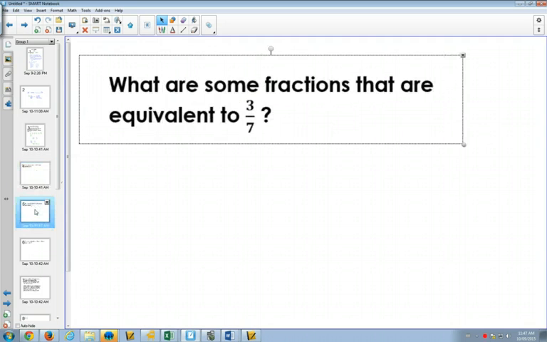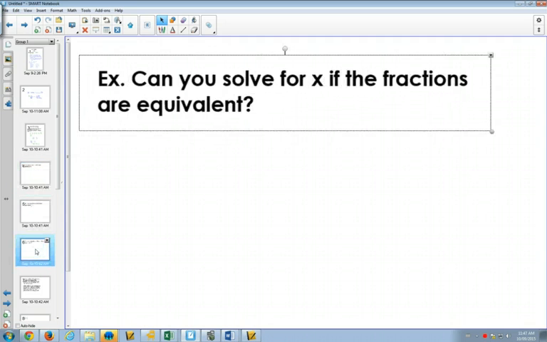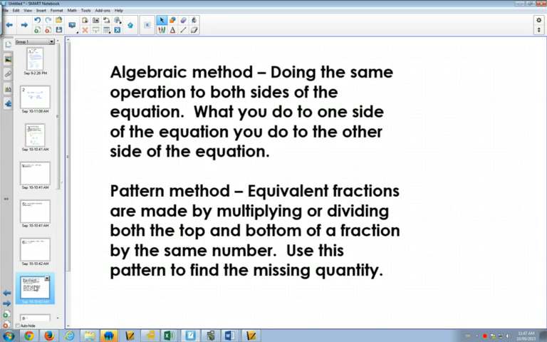So we've done some equivalent fractions already. The question is, we're going to find out now, can we solve for x like we did in that question before if two fractions are equivalent? And what I'll get you to write down first here is some strategies. There's an algebraic method that we're going to learn, and there's a pattern method. And we're going to learn them both, and we're going to know how to do both of them well.